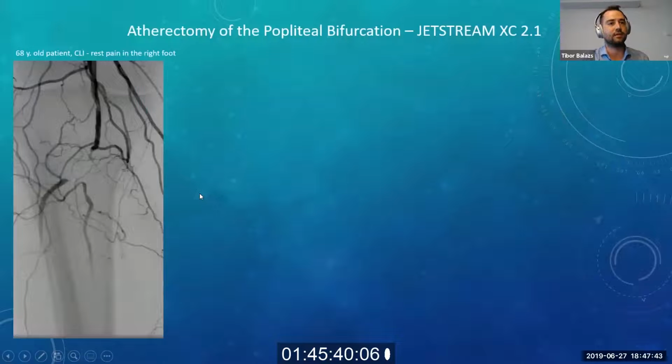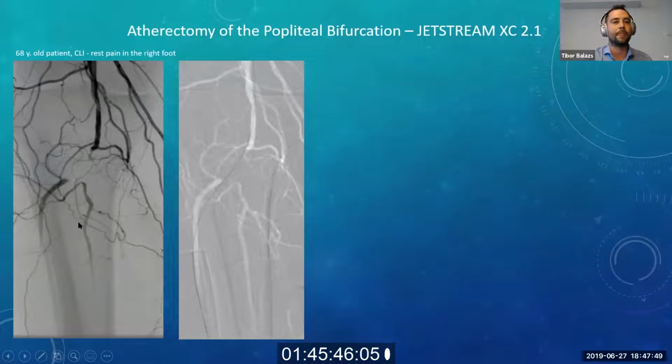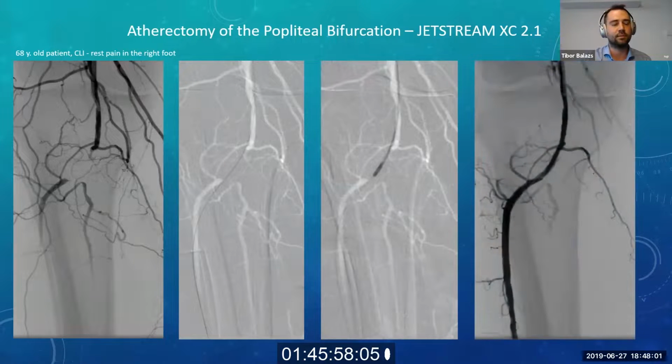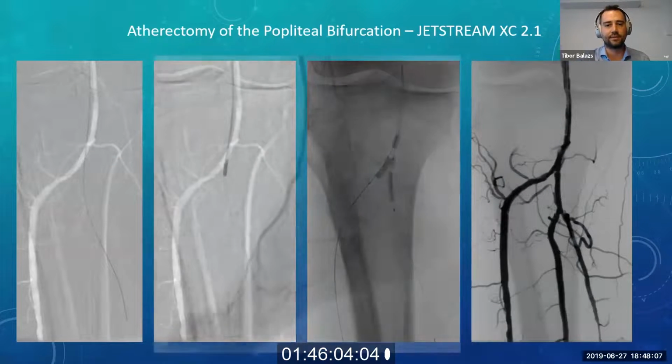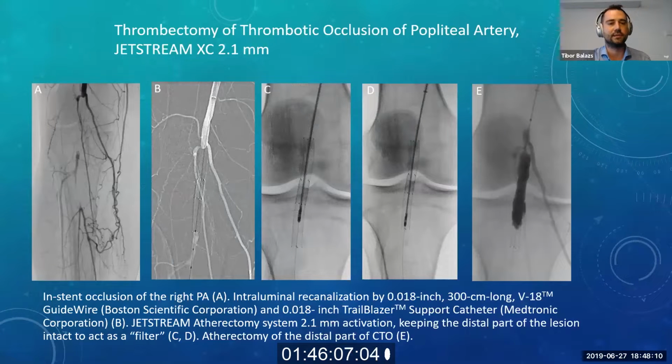Another case, it was a 68-year-old patient with CLI, rest pain in the right foot, again a bifurcational lesion. So you want to decrease the risk of creating a dissection, to end up with stent implantation in this region. So you can open up the vessel to the ATA, then move to the tibial trunk and open it up, then balloon angioplasty, and this is the final result. This is the case of the in-stent occlusion. Usually in this type of lesion, you have some thrombi inside, neointimal hyperplasia, and it's always beneficial to use some device with active aspiration when you're opening this vessel.